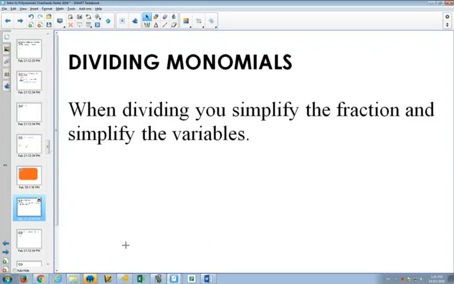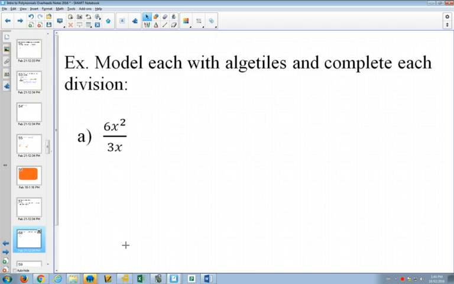So first we did multiplying monomials, and now we're going to do dividing monomials. Multiplying and dividing all in one day. One of the things that we're going to do is learn how to do multiplication and division with algebra tiles and also without them.